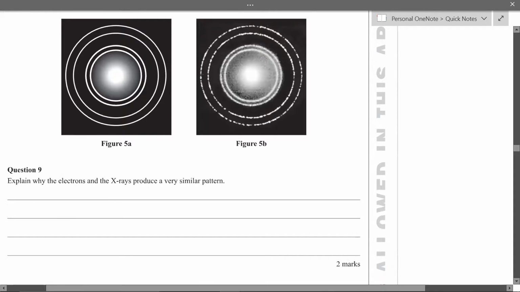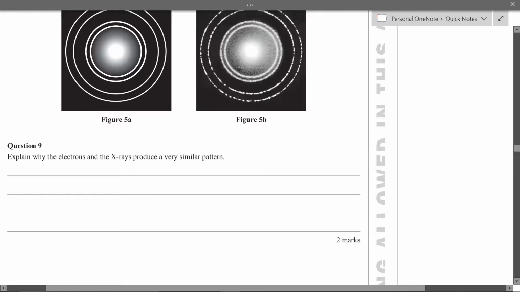So explain where the X-ray is produced. Very similar patterns, obviously because of the wavelengths. So I just wrote both diffract with different energies, but same wavelength. Same wavelength means same diffraction. Hence, a similar pattern is seen.